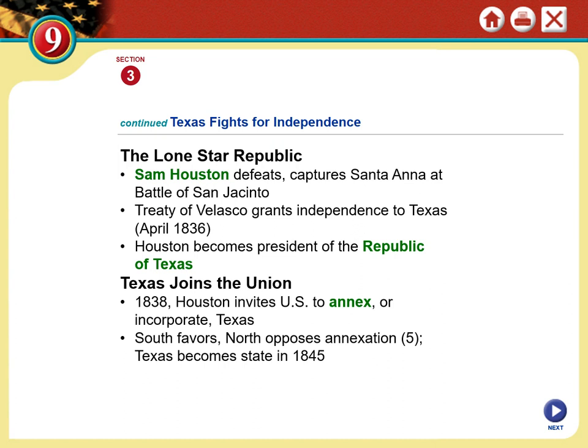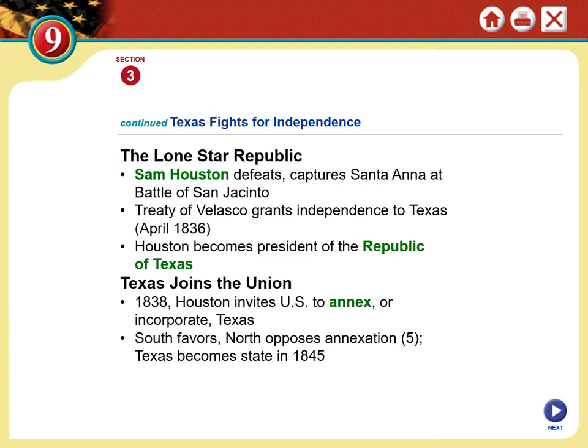Now, eventually, Mexico decided that fighting these revolutionaries in Texas wasn't worth it, much like the American Revolution, and so they granted Texans their independence in April of 1836. And so Sam Houston became the president of the new independent Republic of Texas. And so for about 2 years, Texas was a country, all its own thing. And that's why it's called the Lone Star State, because it was a country before it was a state. And it's a really big state as well.